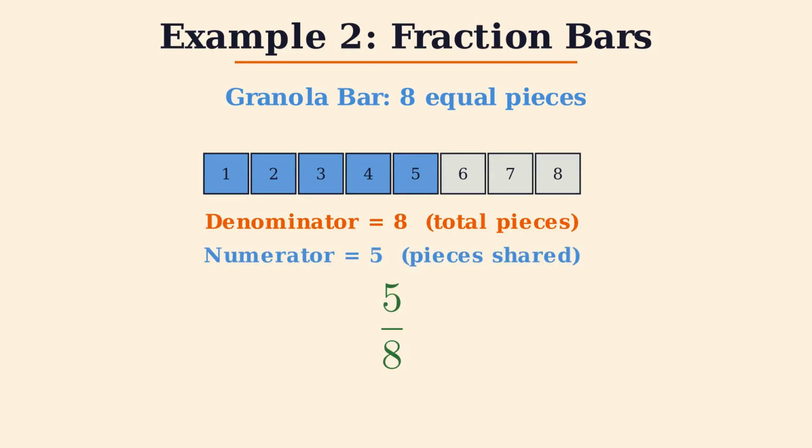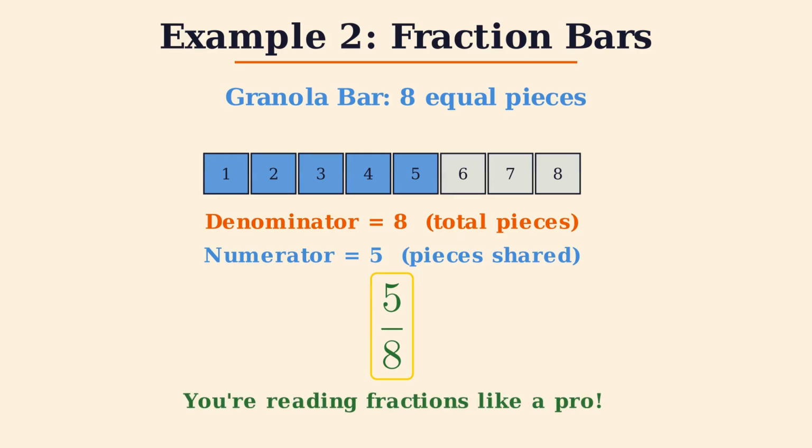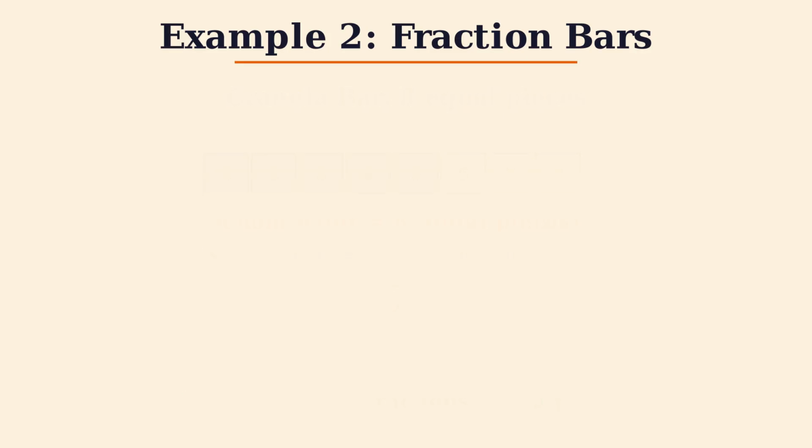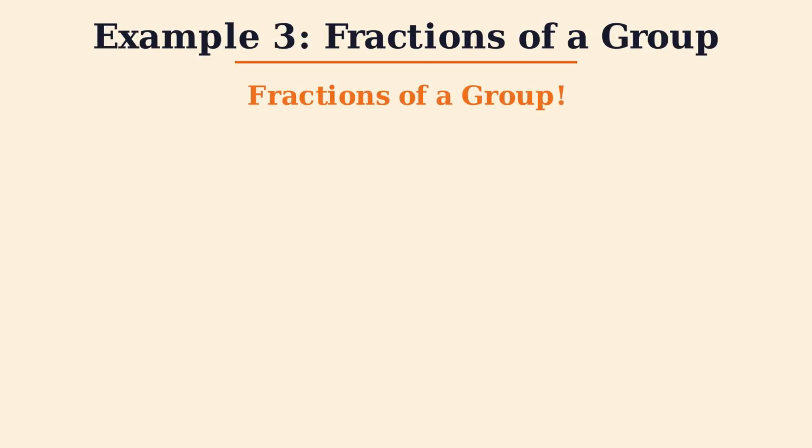Now let's try a harder one. A granola bar is split into 8 equal parts. You share 5 of them with your friend. The total is 8, so denominator equals 8. You shared 5, so numerator equals 5. That's 5/8. See 5 out of 8 sections highlighted? You're reading fractions like a pro. Ready to level up? Let's do fractions of a group. Imagine you have 10 stars.